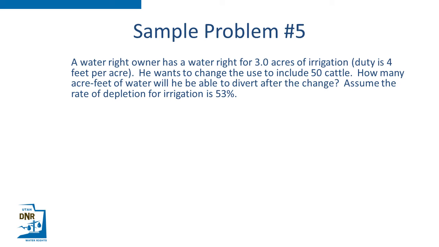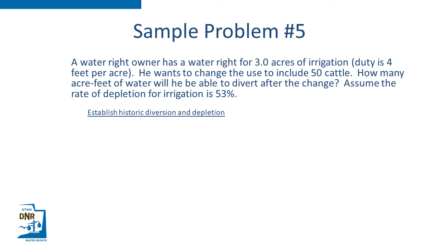A water right owner has a water right for 3 acres of irrigation duty of 4 acre-feet per acre. He wants to change the use to include 50 cattle. How many acre-feet of water will he be able to divert after the change? Assume the rate of depletion for irrigation is 53%.